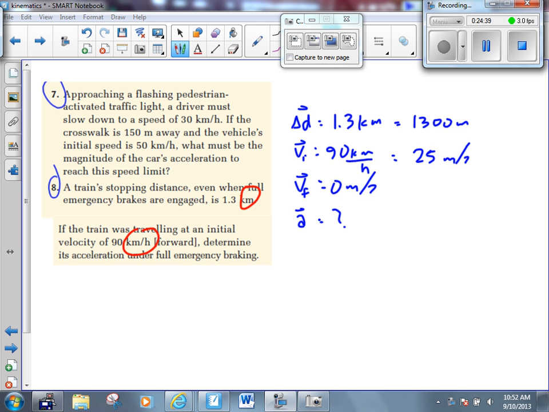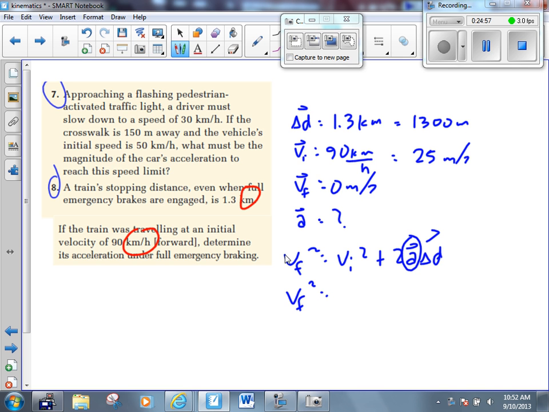Hayden, what's the equation you want to use there? Good. Again, we use that quite often here, right? And we're solving for A, which is what we had to solve for last time. So we do it the same way. VF squared minus VI squared over 2 times d equals a. Plug in your numbers, do your thing, we get a value for a.